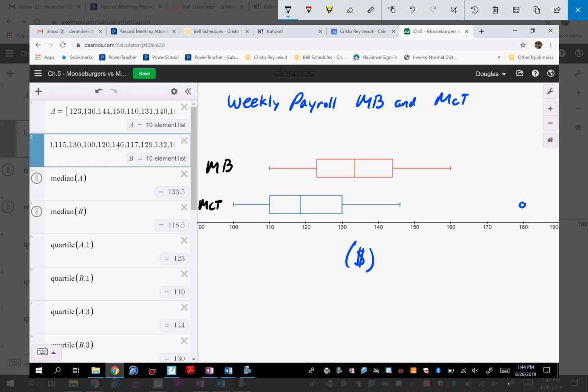Yes, so distribution is shape, center, spread. You can't really say much about shape, right? So let's go with really center and spread. What would you say about the centers, the medians? What would you say about the medians up here?